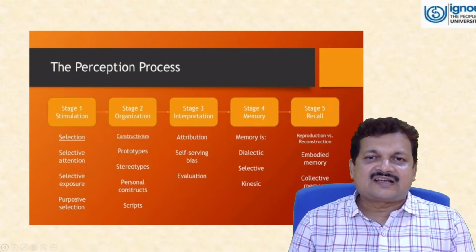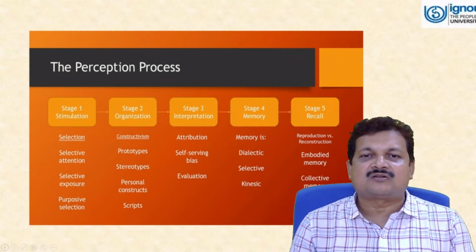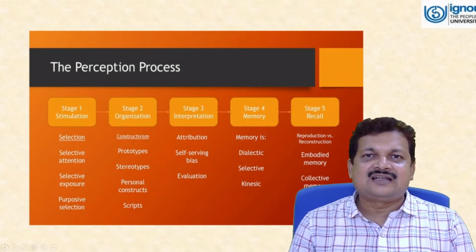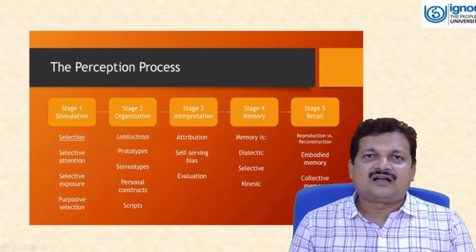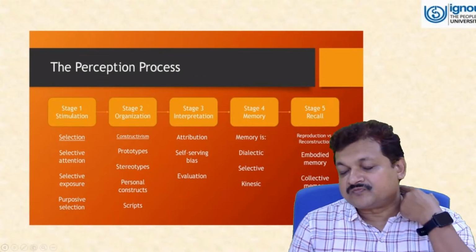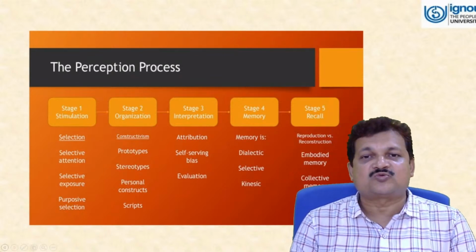Next stage is your memory. Memory is dialectic, selective, and kinetic. Depending on that, how agile the short-term memory and long-term memory you are trying to keep, you are changing your information every time. These are the things mostly you will find in memory.